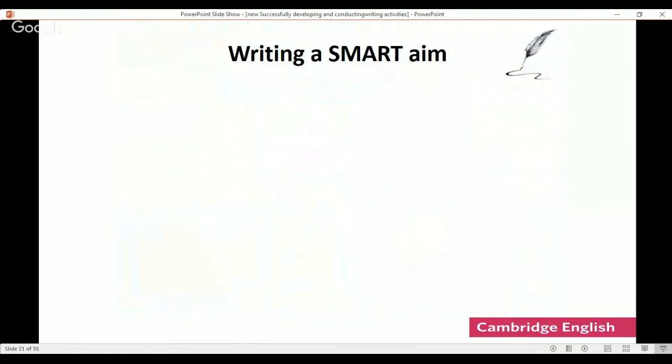Writing an aim. When you're writing a SMART aim, the first thing you need to do is identify the topic or the focus area.